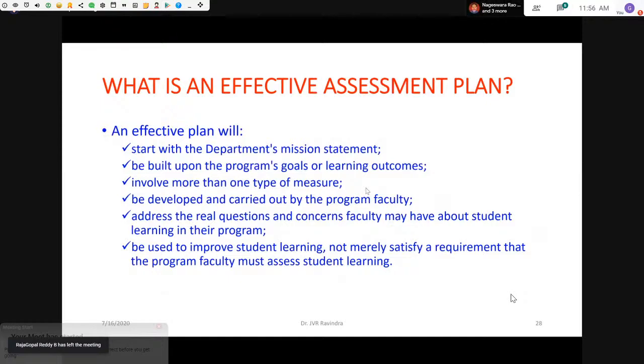Right. So it should be developed and carried out by a program faculty and address the real questions and concerns faculty may have about the student learning in their program. Okay. So it should be used to improve the student learning, not merely satisfy a requirement that the program faculty must assess the student. Normally we conduct some kind of exams to satisfy certain things, but no. How much the student learns is the most important.